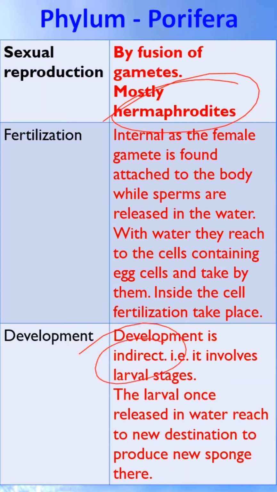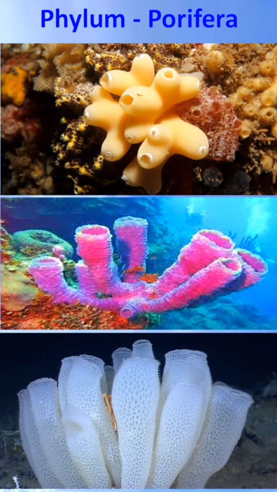Development is indirect. So larval stages are found, and later on they will detach from the body, and they go and attach onto any surface, and there a new form will form.